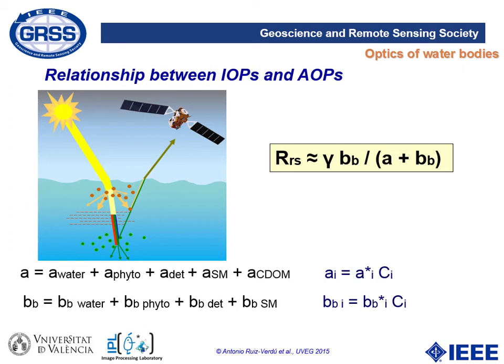Therefore, with this set of equations, we can fully characterize a water body. All this will be the path for the analytical inversion of the remote sensing signal, to obtain from the remote sensing reflectance the concentration of the different optically active compounds. So these equations are the base of the analytical or physical algorithms or models that describe the water bodies.